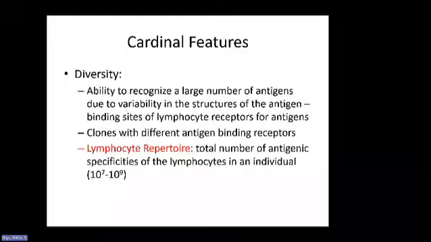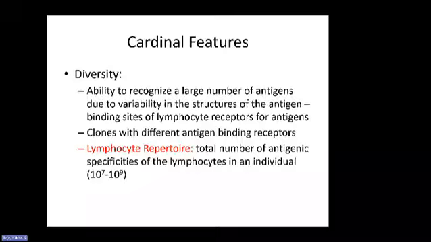So the diversity has to be pretty large so that they are capable of interacting with various antigens in nature. But there are clones of each type of lymphocyte with each specificity, and all these clones have different antigen binding receptors. So overall, the total number of antigenic specificities of the lymphocytes in an individual can be pretty large, and it's called lymphocyte repertoire.